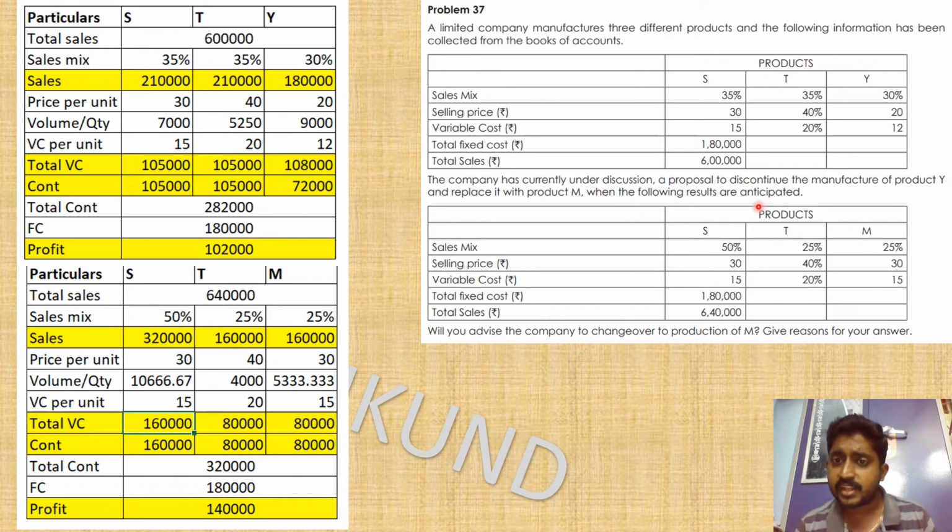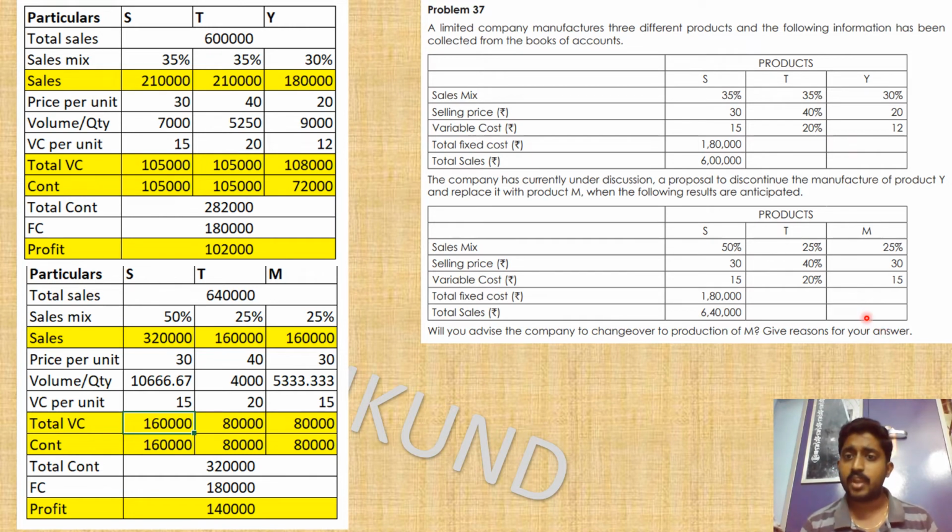When the following results are anticipated, there is a new sales mix and a new selling price, everything new is there, and the fixed cost is 1.8 lakhs, that is constant. Your overall sales is going up. Will you advise the company to do the changeover? Overall sales is going up, the revenue is going up, that does not mean it's great. Whether your profit is going up or not, that is what we look at as cost accountants.